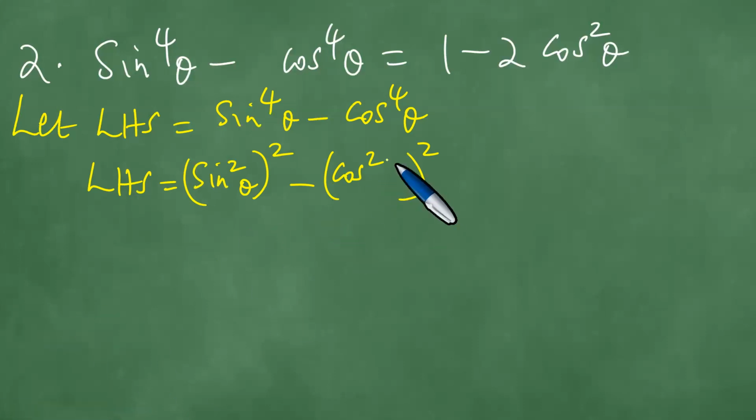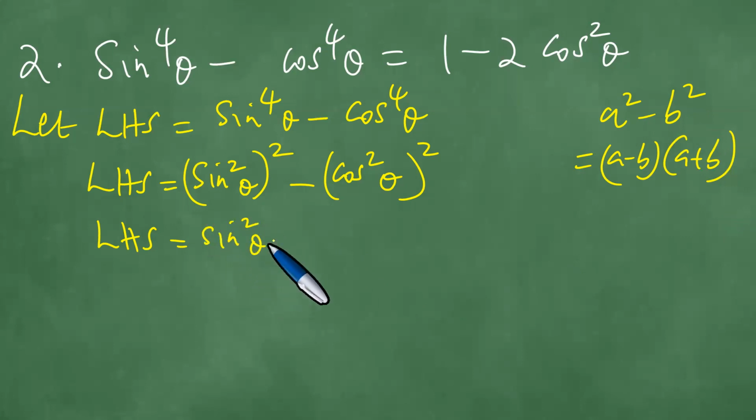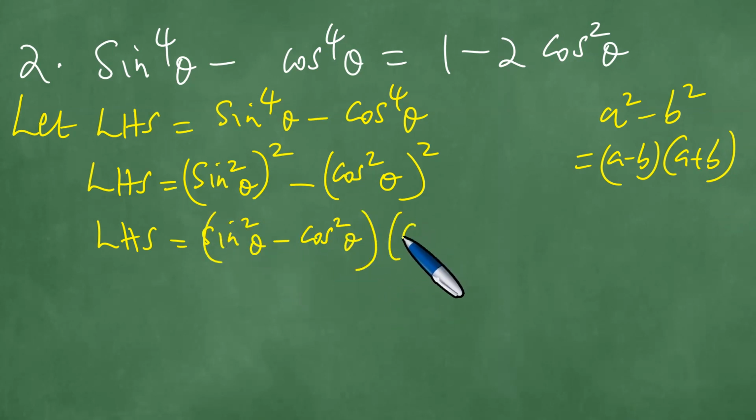Okay. So this is theta. So it is 2, 2, which is the 4. All right, difference of two squares is that if you have a squared minus b squared, it's a minus b into a plus b. Sine squared theta minus cosine squared theta, sine squared theta plus cosine squared theta, like this.